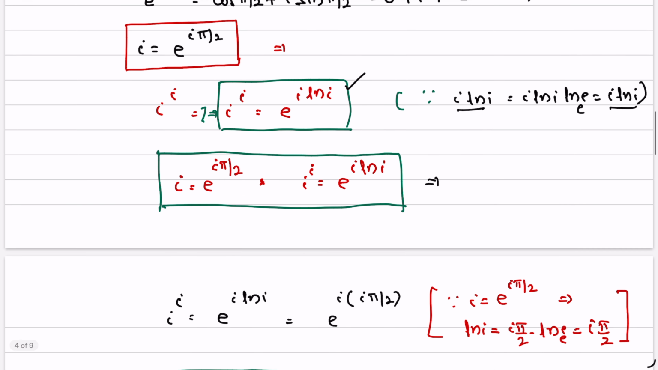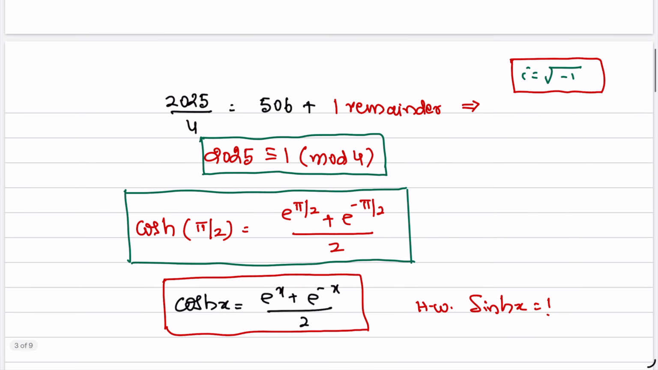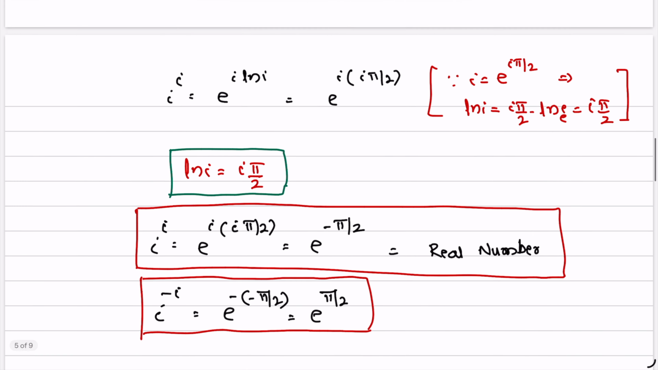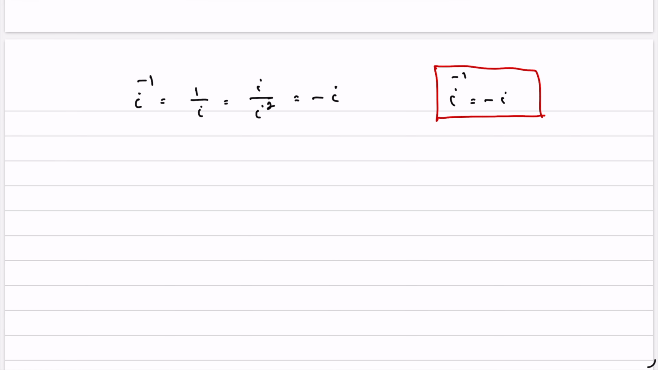Then, for 4 numbers, what we have to find out? i to the power of i, we got the value. i to the power of minus i, we got the value. 1 by i we have to find out. i and 1 by i. You just see, i to the power of minus 1 is nothing but 1 by i. 1 by i is nothing but i by i square, that is nothing but minus i. That means i to the power of minus 1 is equal to minus i. Are you able to follow?